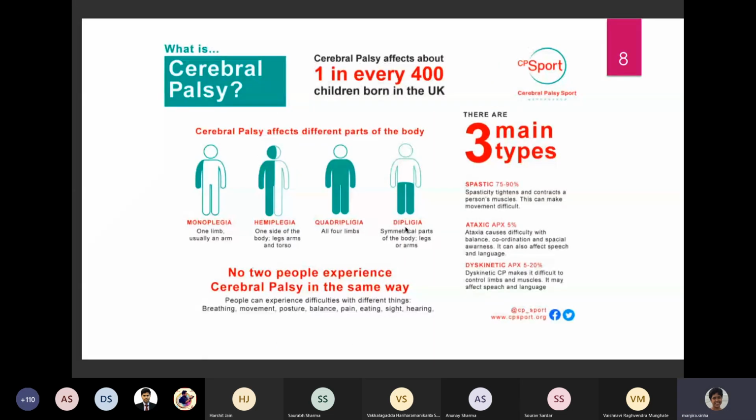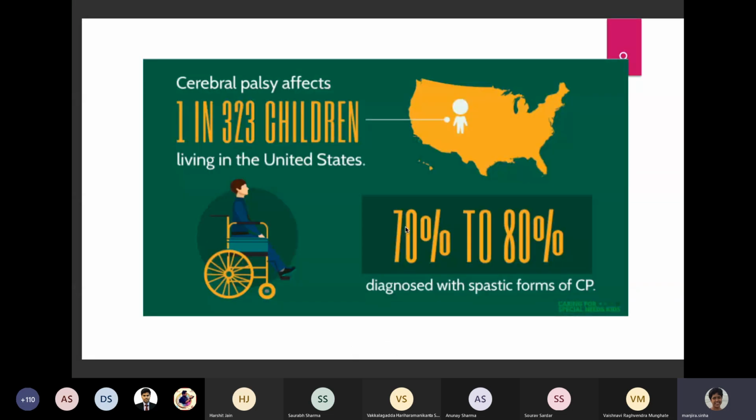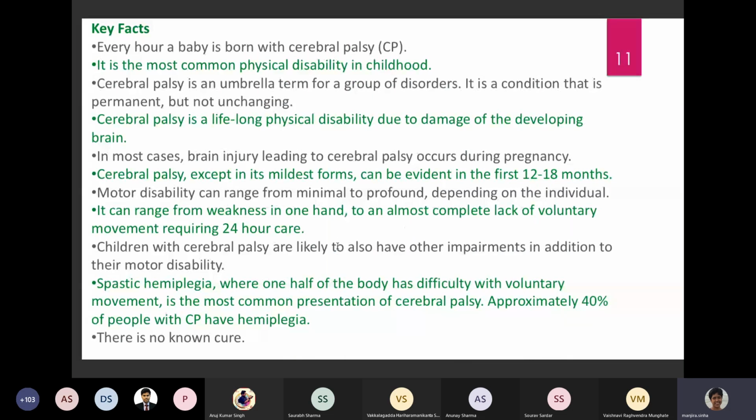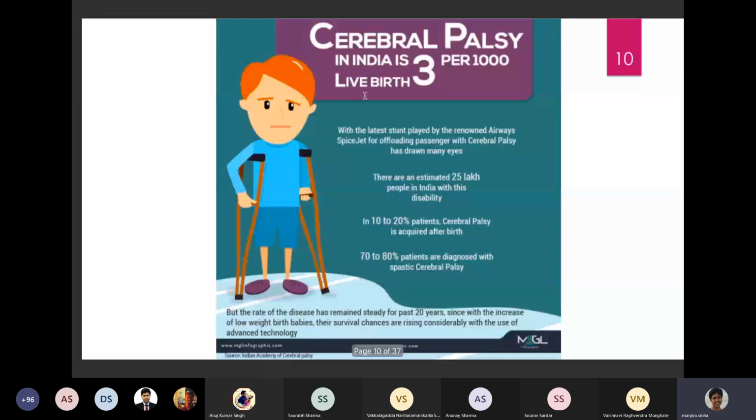In the UK, one in every 400 persons has cerebral palsy. In the US, one in each 323 children has cerebral palsy. In India, 3 live births per thousand have cerebral palsy. That means one in 300. And just to remember, these are the documented figures, especially for our country. These are the only documented figures. So the actual number may be quite high.